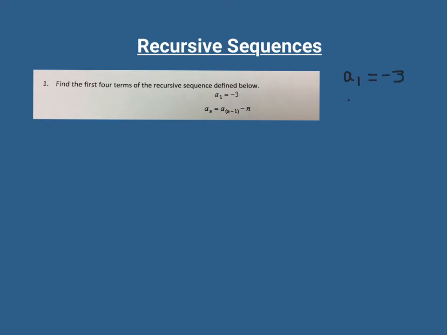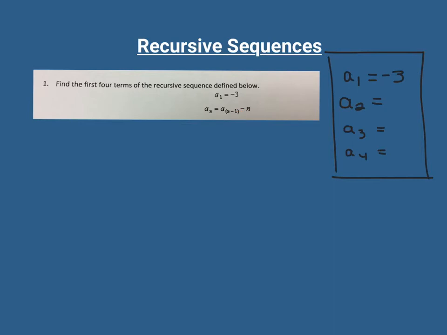Now we still have to find the second term, a sub 2, the third term, a sub 3, and the fourth term, a sub 4. These little numbers are just subscripts, and I'm going to box that up. That's where our final answer is going to go. Now we're going to use the formula they give us here: a sub n equals a sub n minus 1 minus n. We're going to use this formula to help us find the next 3 terms.